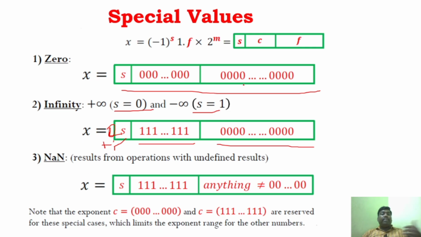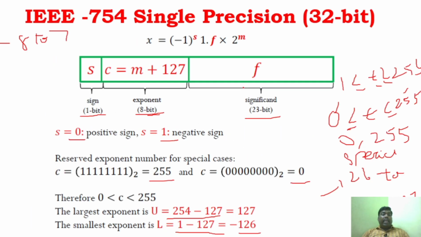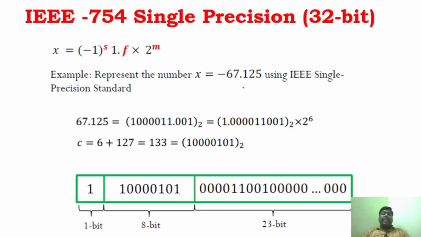These are the special values, okay? And we have already seen the single precision. Now, I'll just give you one example of how to represent a number using single precision. You're very clear now on how to represent it.